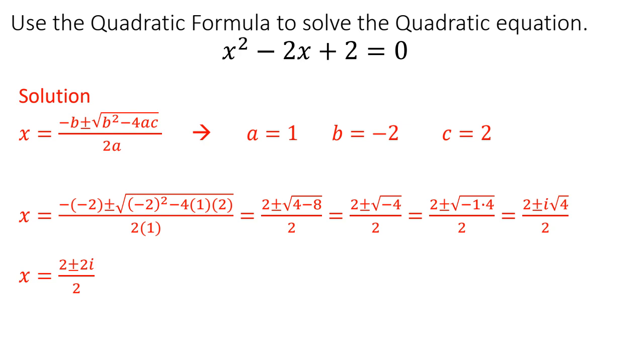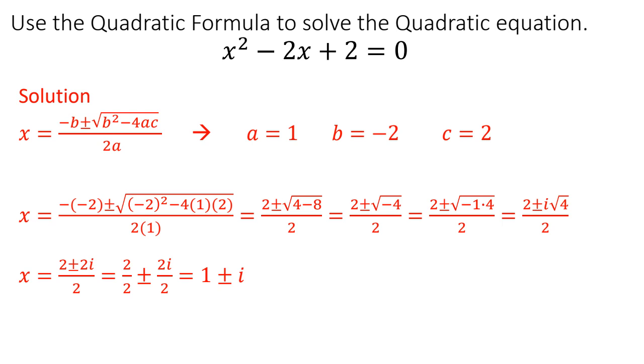Now I can factor out the numerator, or just separate it. Since I have a common denominator, I'm going to separate it into two fractions: 2 over 2 plus or minus 2i over 2. Again, 2 divided by 2 is 1, and 2i divided by 2 is i.